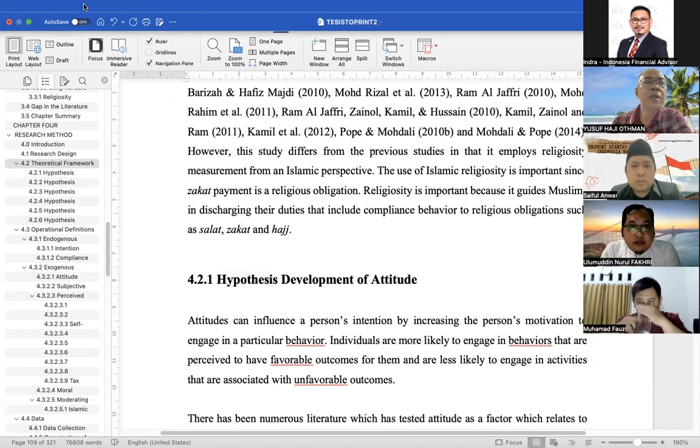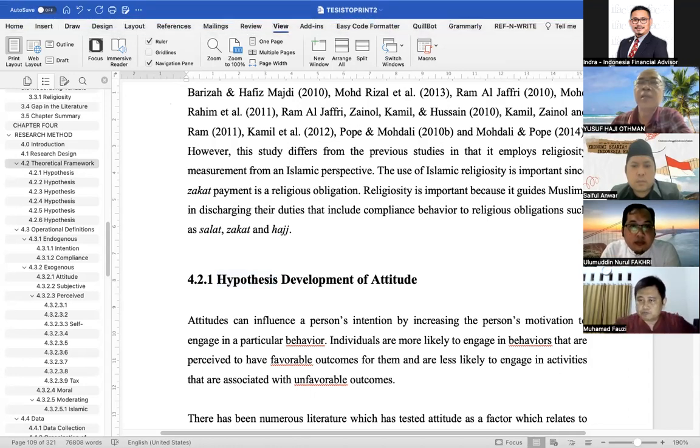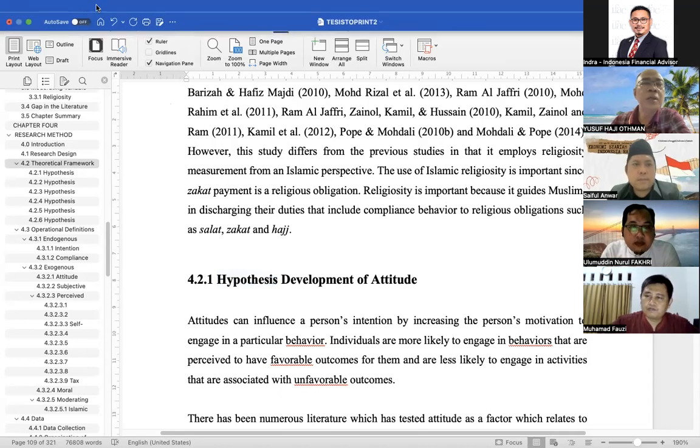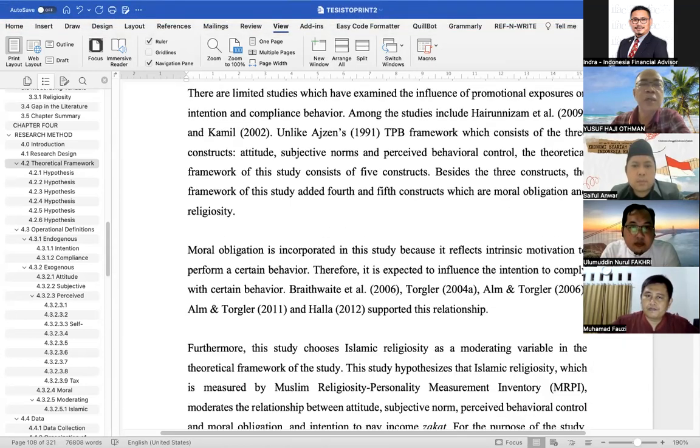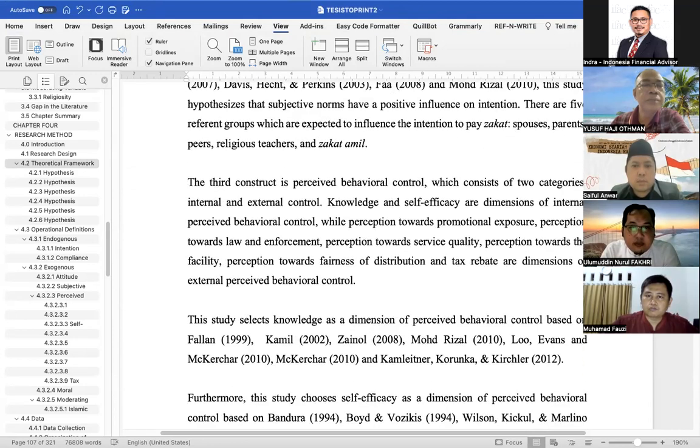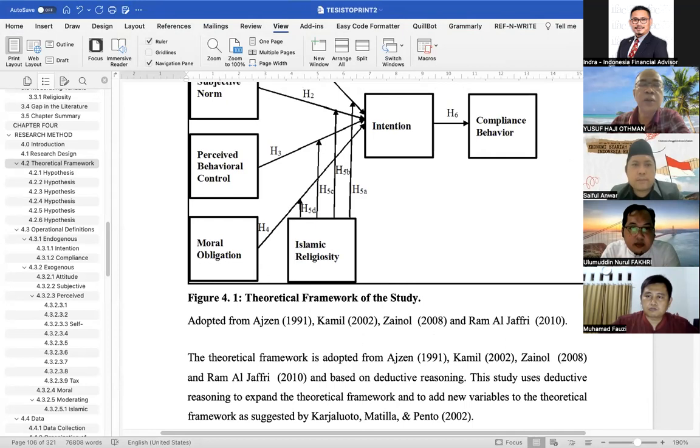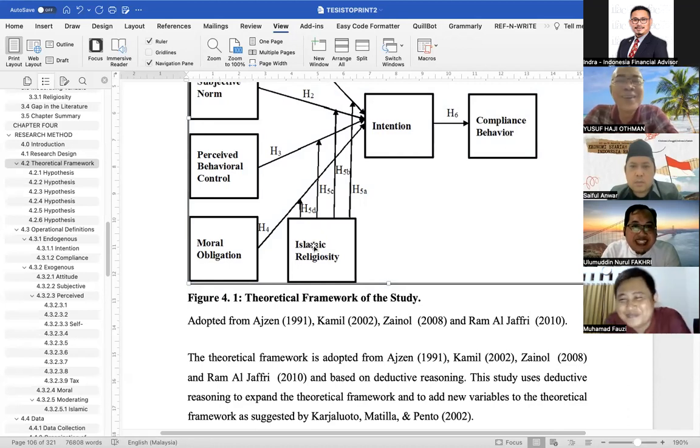The most difficult thing is to get the questionnaire items, right? That is the questions. Suppose you include this variable, suppose in this case, you include Islamic religiosity, and then there are no questionnaire items. Suppose you cannot find the questionnaire items. Then you are in trouble. You're in trouble. You don't get your PhD. No, just joking. So you're in trouble because you don't get questionnaire items.